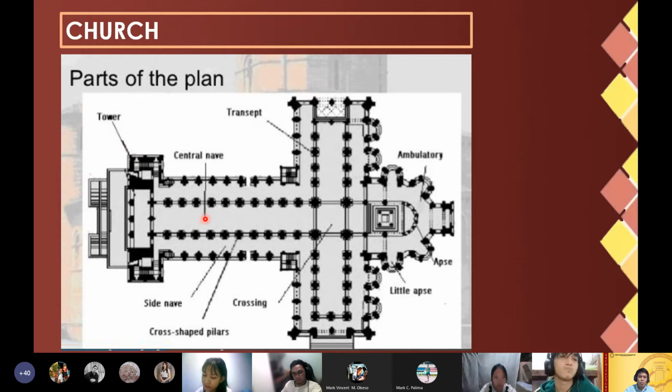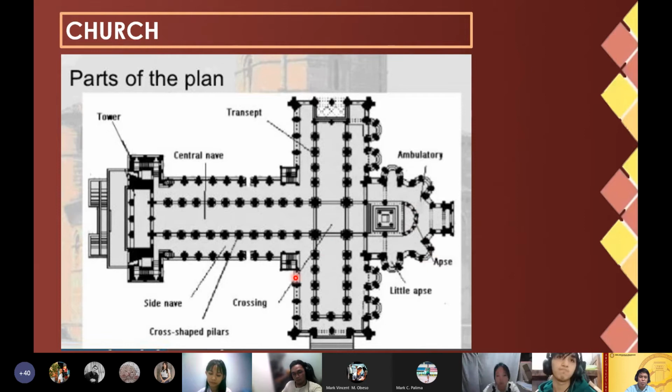So you will have here the central nave. You have here the transept. We have here the ambulatory, apse. Here they introduced the little apses, in their buildings, the curved ones. No? So after the apse, there are the little apses.